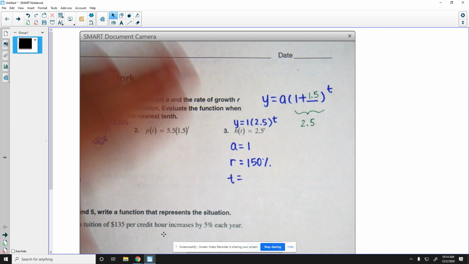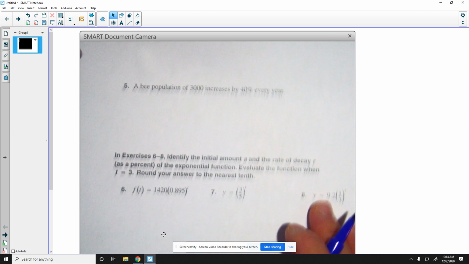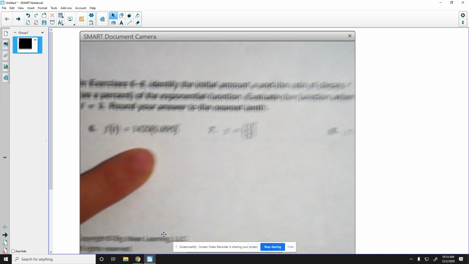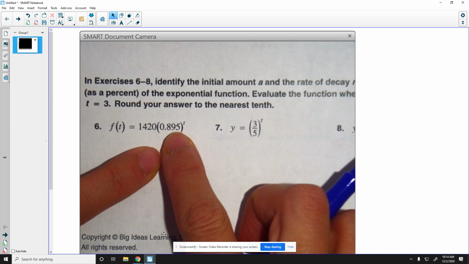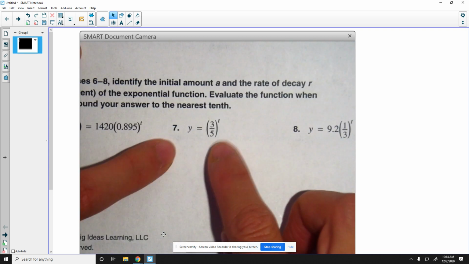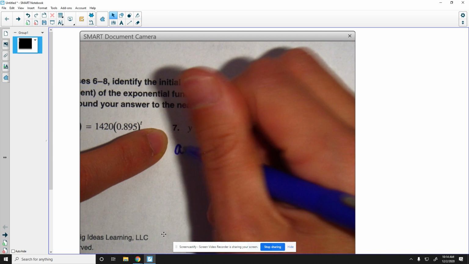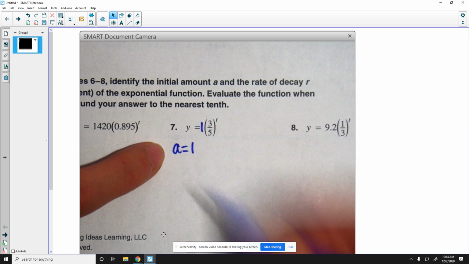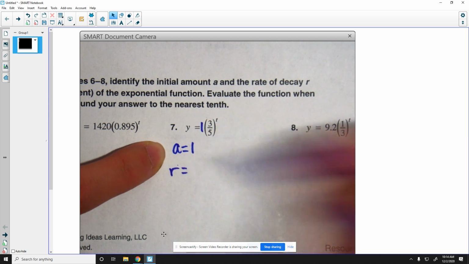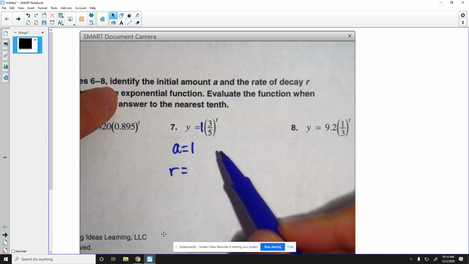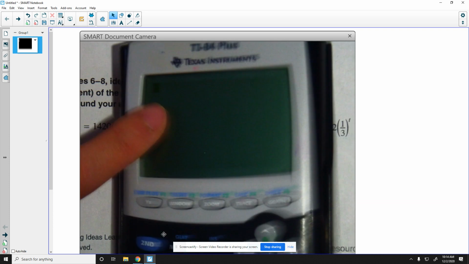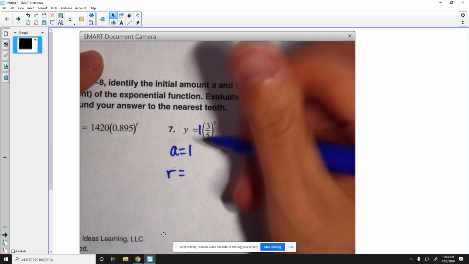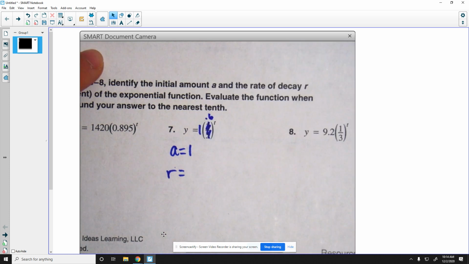I'm not going to do it with you right now because let's hop down to number 6. Now it's even more complicated because, well, let's not do number 6. Let's do number 7 because that's even harder. Okay, so let's find the A. What number is the A here? 1 because it's outside your parentheses. Okay, hopefully that's easy. Okay, your rate of change, I don't even know what 3/5 is. Okay, so let's change 3/5 into a decimal. 3/5 is 0.6. Okay, so instead of writing 3/5, I'm gonna write 0.6. It's easier with a decimal.